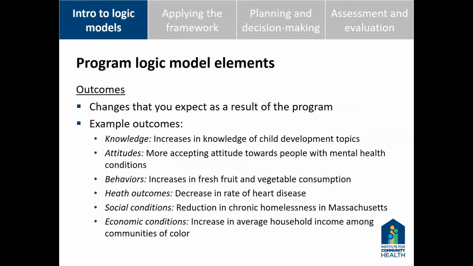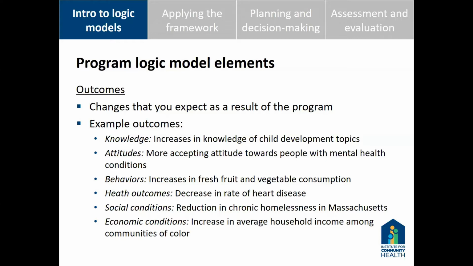Great. And so outcomes are really the changes that you expect to see as a result of the program. Some example outcomes could be knowledge, so an increase in knowledge of child development topics depending on what you're evaluating. Attitudes, so more accepting attitudes towards people with mental health conditions. If you're thinking about stigma towards mental health conditions, that might be an outcome you want to look at. Behaviors, increases in fresh fruit and vegetable consumption.